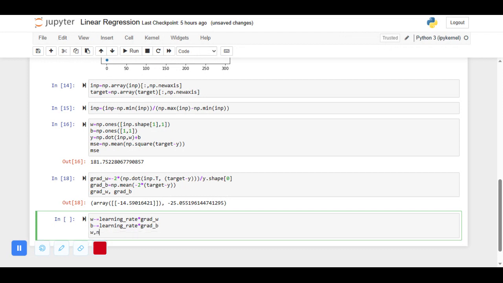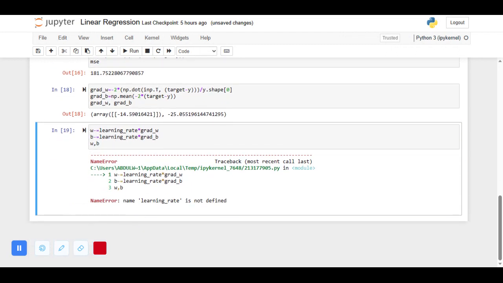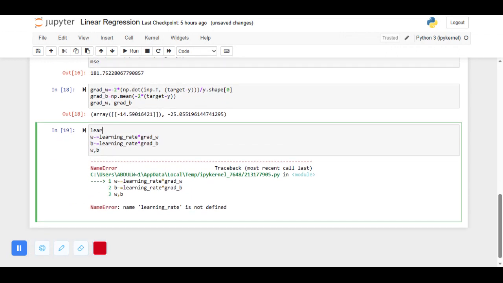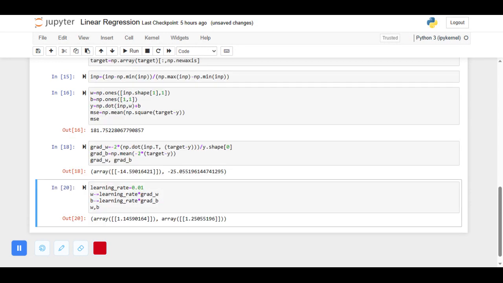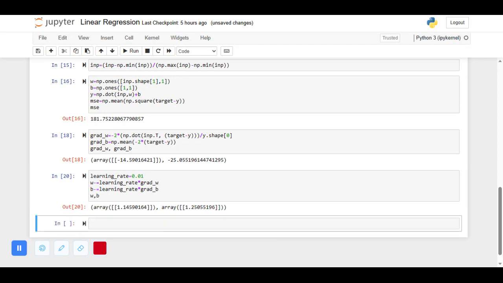Now let's look at our new w and b. We have not specified the learning rate, so let's specify it. Learning rate is equal to 0.01. Suppose we are taking 0.01, or you can put any other number. So this is our new weight and bias: 1.14, 1.25.